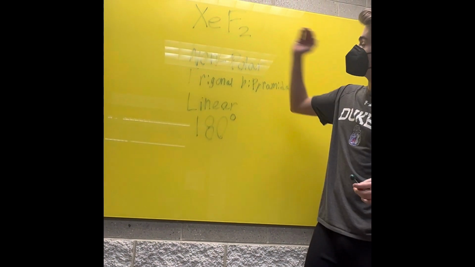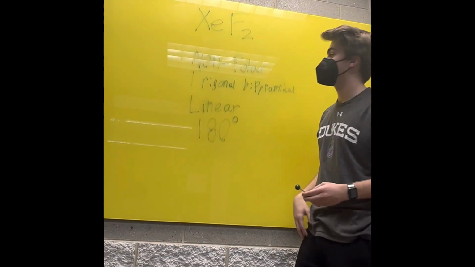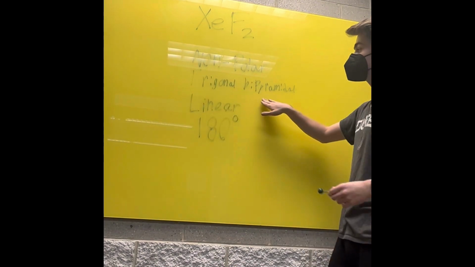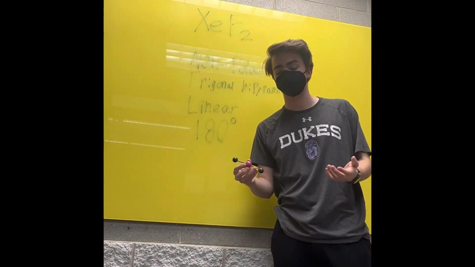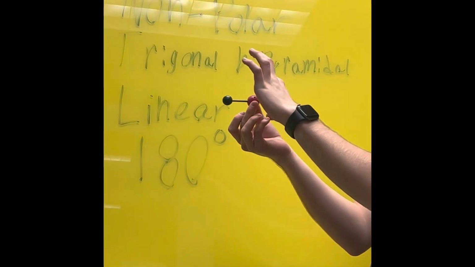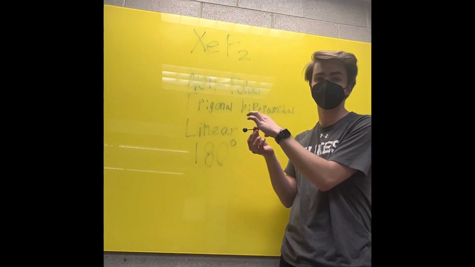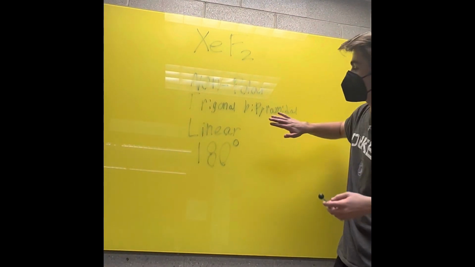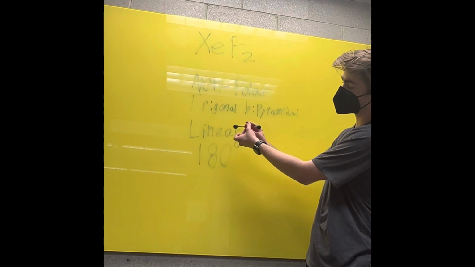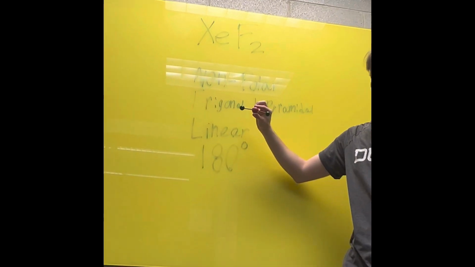So with xenon difluoride, we know that it is nonpolar. It is trigonal bipyramidal for the electron pair geometry because it has a bond here, and then it has 3 lone pairs around it. Now the shape is linear. It just looks like this, and the bond angle is 180 degrees.